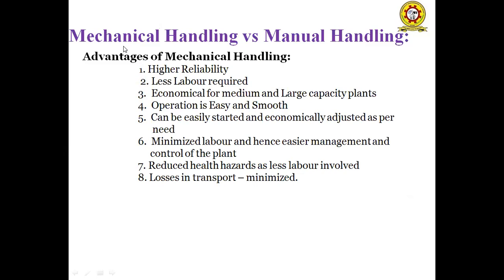For handling of coal, there are two methods, mechanical handling and manual handling. In manual handling, manpower should be there for handling. In mechanical handling, some equipments are used, which we will discuss in next sessions. The advantages of mechanical handling are higher reliability, less labor required because equipments are used, and it is very economical for medium and large power plants.